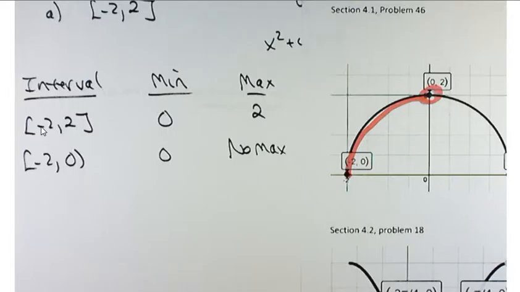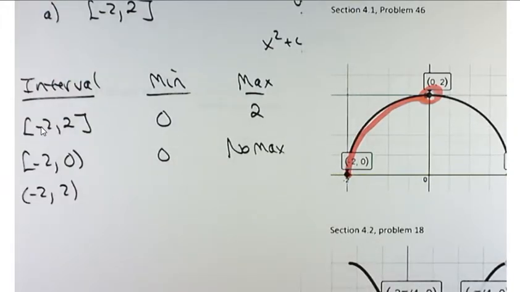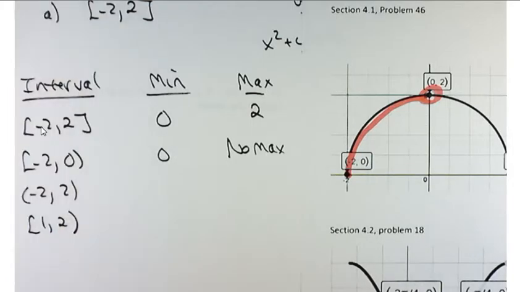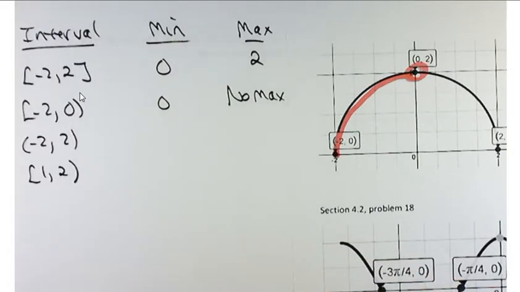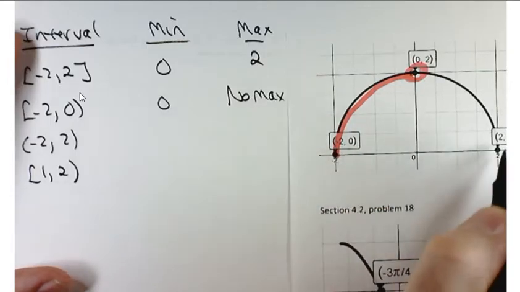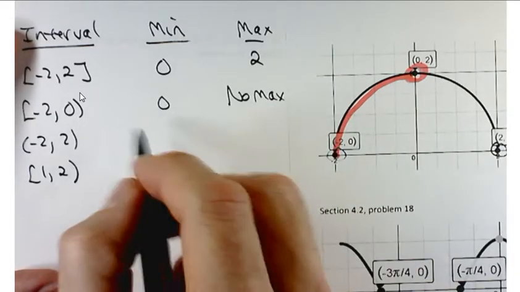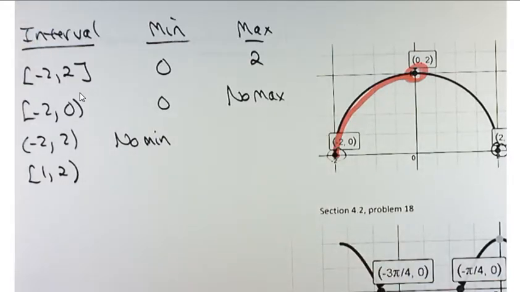Let's look at part C. Negative 2 to 2, with the endpoints excluded. And part D. 1 to 2. Think about the mins and maxes on these. All right. Yeah, here the minimum doesn't exist, right? Because you never get down to 0 along the y-axis because you're not going to these endpoints. So no min. What about the max, though? 2. Max is still 2.